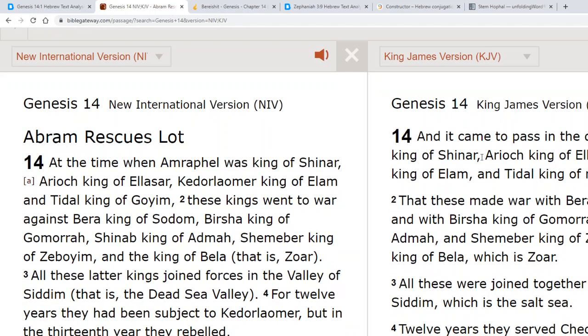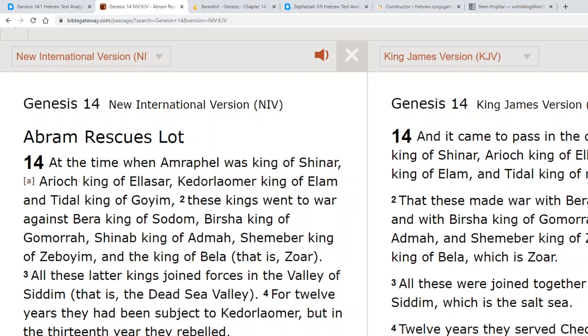Okay, let's look at the King James, chapter 14, verse 1: And it came to pass in the days of Amraphel, king of Shinar, Arioch, king of Ellasar, Chedorlaomer, king of Elam, and Tidal, king of nations. So they're actually translating it as the word nations. I'm going to have to disagree with that. I don't think that's correct.